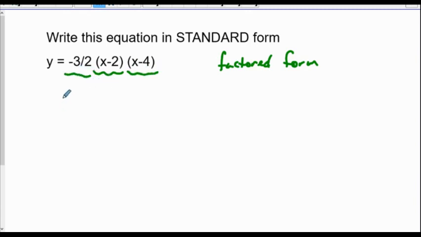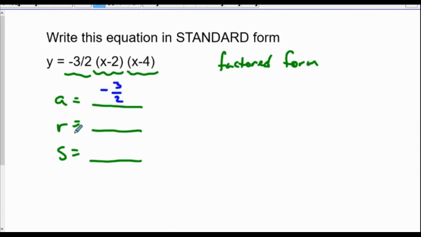So just as a little review, in factored form there's an A, an R, and an S. Can you figure out what those 3 values are? A little practice. Pause the video, write down your answer. Okay, hopefully you recognize that A was negative 3 over 2, R is a positive 2 and S is a positive 4. Be careful of the signs inside the parentheses.